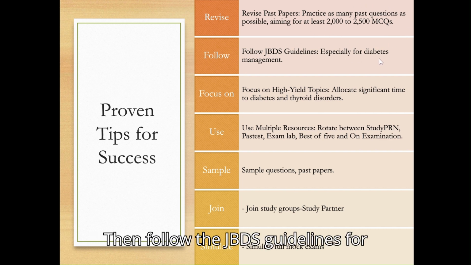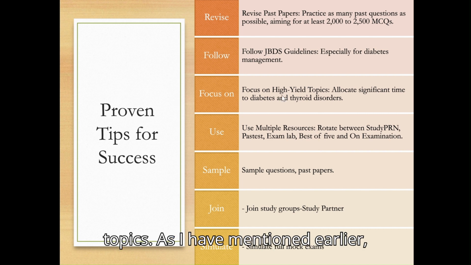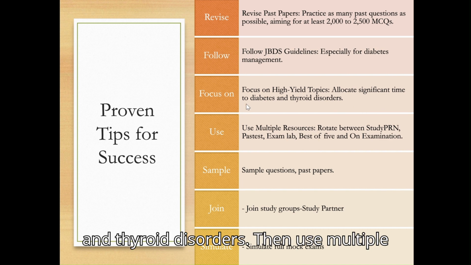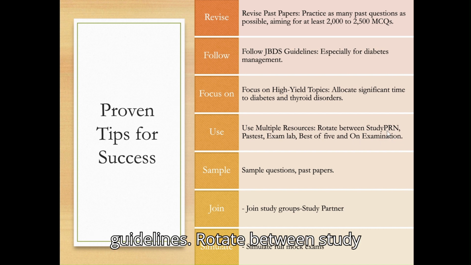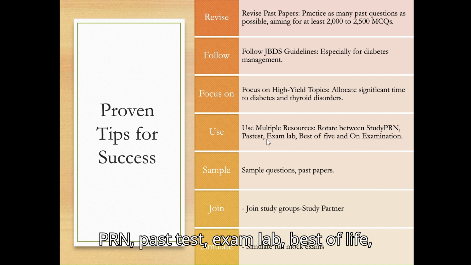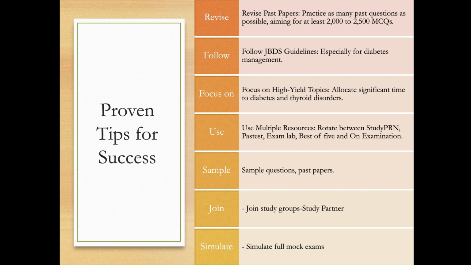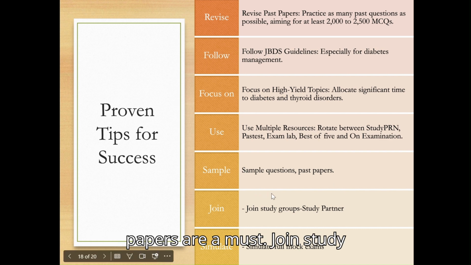Then follow the JBDS guidelines for diabetes. Focus on high yield topics. As I have mentioned earlier, allocate significant time for diabetes and thyroid disorders. Then use multiple sources. Stay up to date with the latest guidelines. Rotate between study resources and past tests, Exam Lab, Best of Five, On Exam, and different sources of MCQs. Sample questions and past papers are a must.